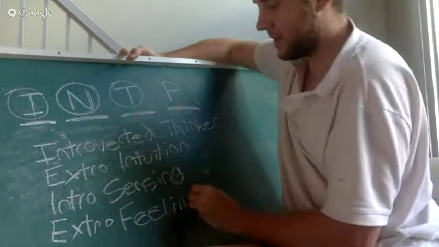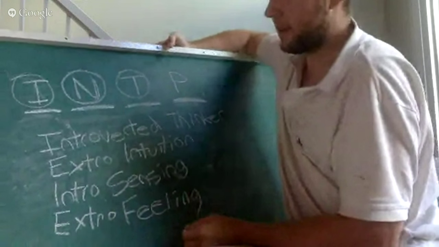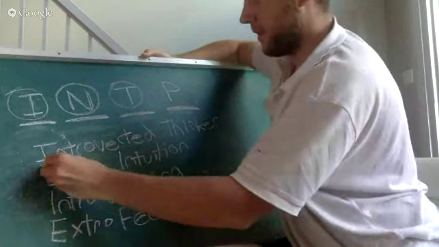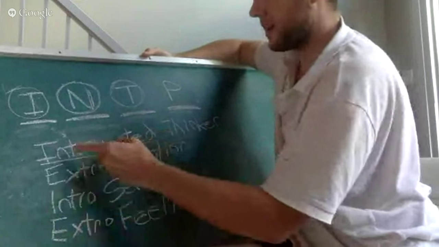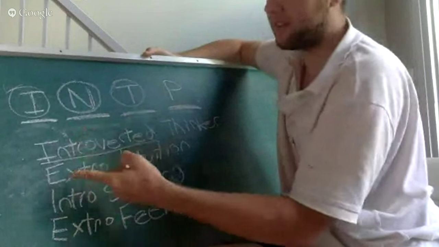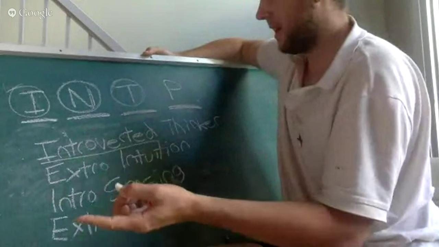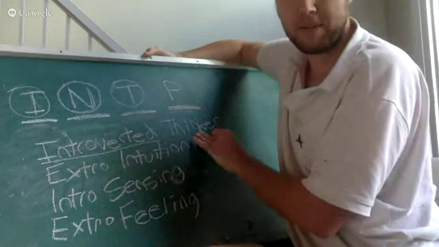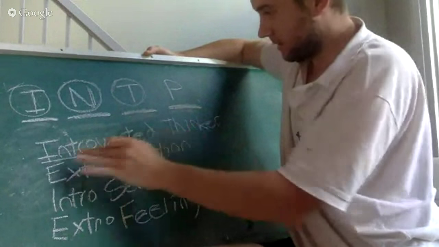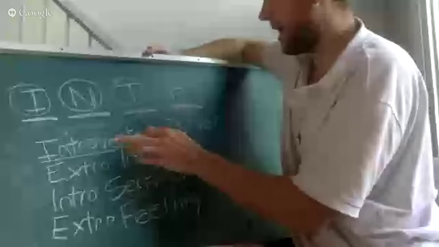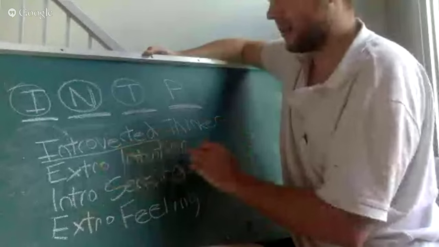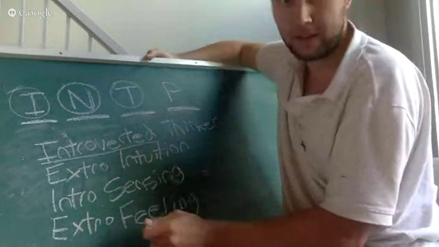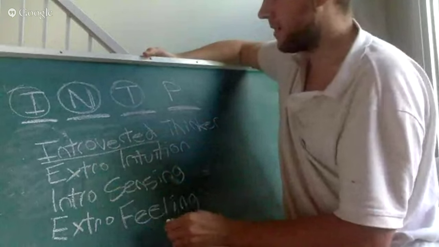So we won't go too in depth and do the shadow functions, but the shadow functions are basically you flip the introverted to being extroverted. So it would be extroverted, introverted, extroverted, introverted, and it would be a swap of those. Then I would have extroverted thinking, introverted intuition, extroverted sensing, and then introverted feeling. So that's how that works.